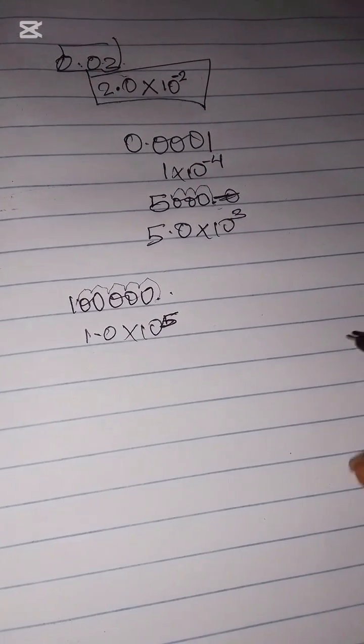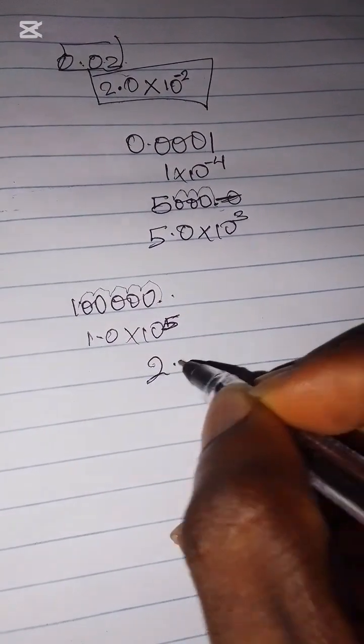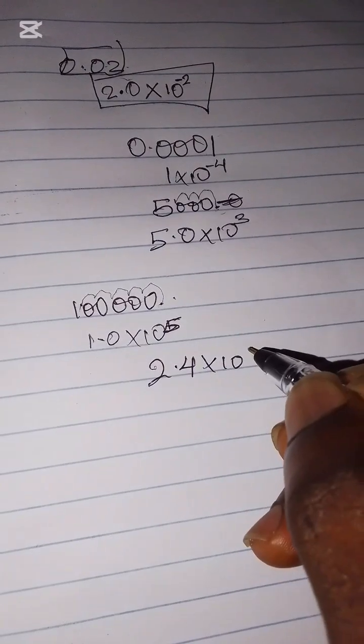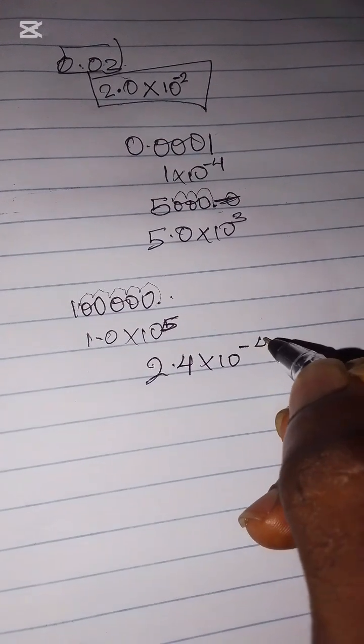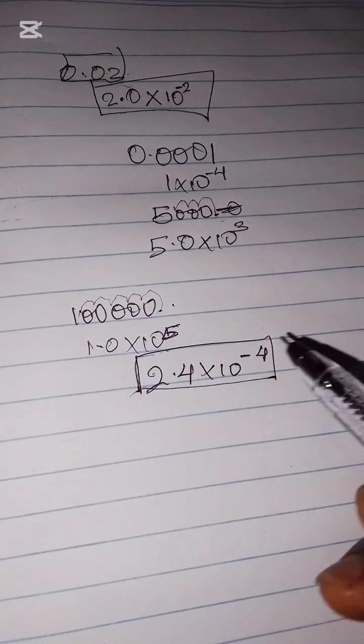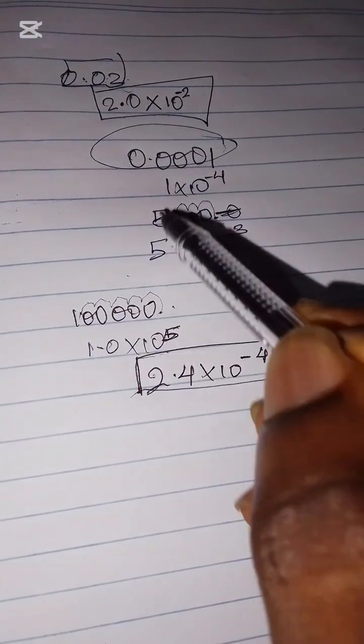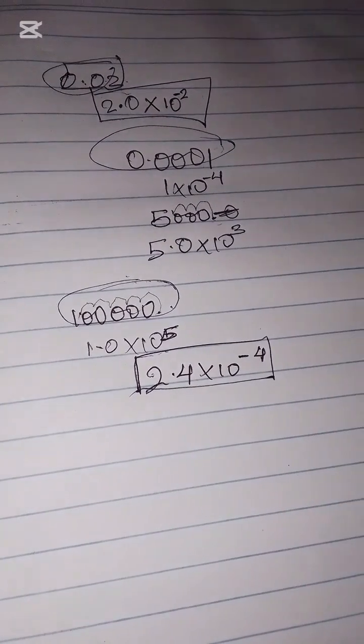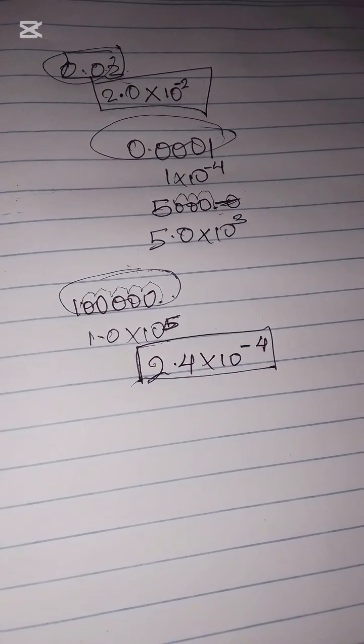So take for instance, you have a case where you are given, let's say, 2.4 times 10 raised to power minus 4. Now, how do you convert this from standard form to this kind of expression that is in decimal point? How are you going to convert it? So what are you going to do?